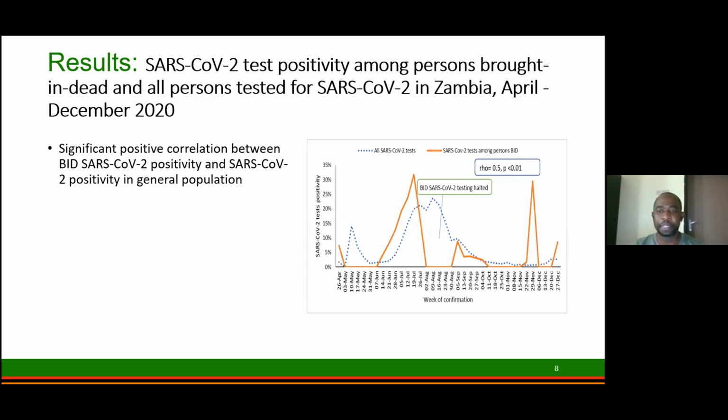When we compared % positivity between the general population and the BIDs, we found a positive correlation of 0.5 rho, which was significant at p-values less than 0.001.